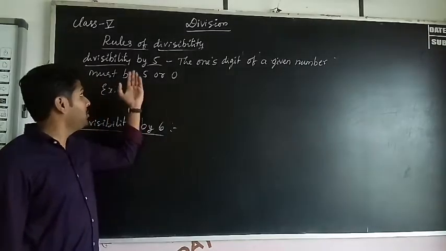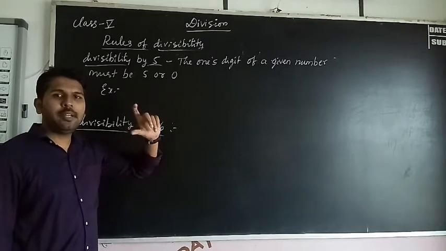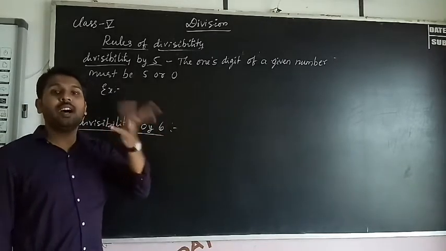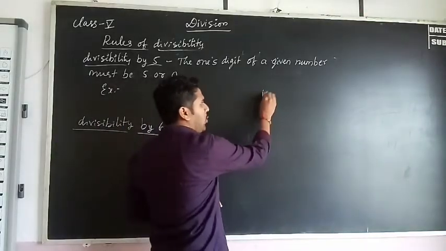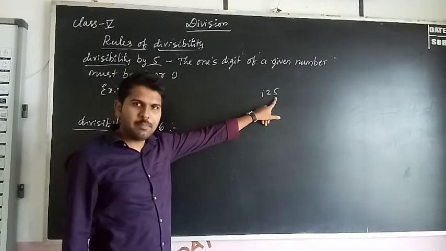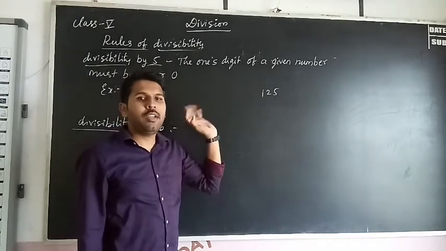So how to check the divisibility by 5? That's very simple. That given number is there, and in the one's digit must be 5 or 0. So here 125. So here in one's digit 5 is there. That means this number is divisible by 5.